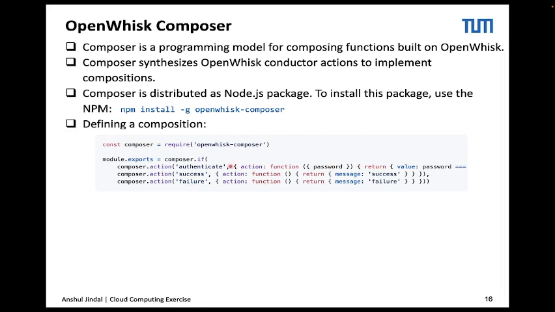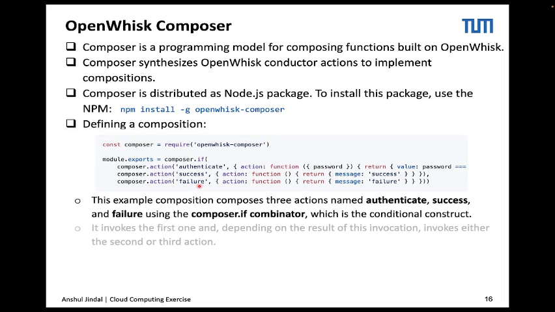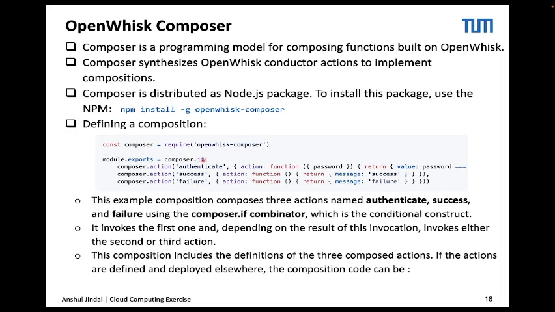Over here, you can see I have also specified the code for those functions. This is the actual function code itself, the function code for success and the function code for failure. If the password value sent to the first function is true, then it goes to success. Otherwise, it goes to the failure function. This composition can be made from different combinators. I showed you an example of the if combinator, but there are other combinators as well, like parallel, which we will be using as part of the exercise.